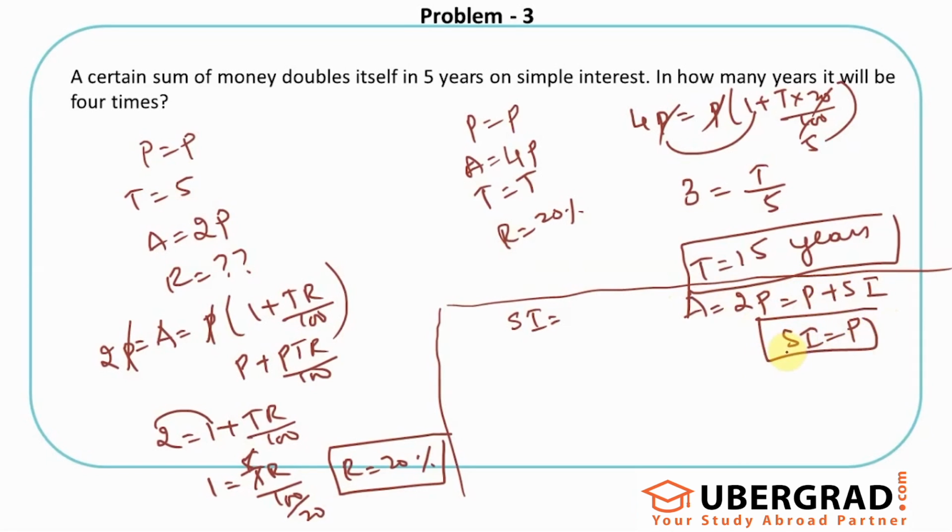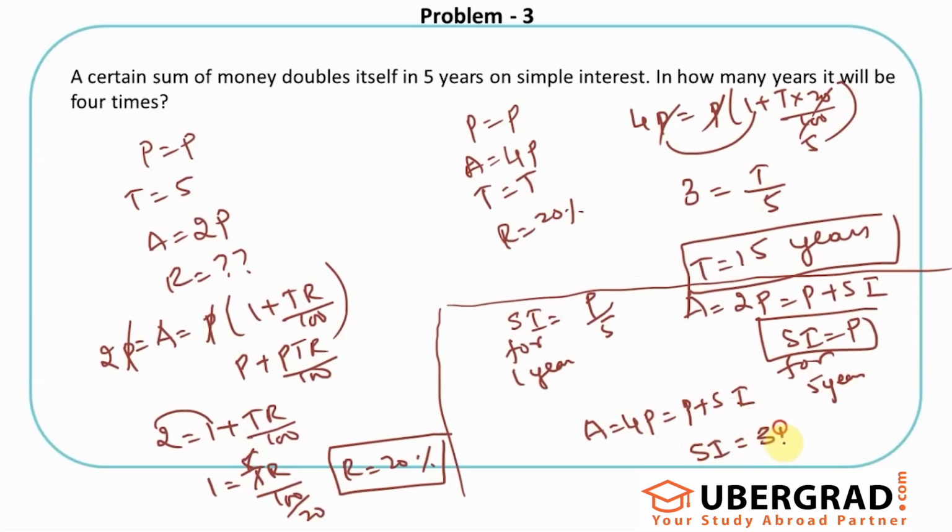In 5 years, the simple interest sum of 5 years is P. So what is simple interest for 1 year? If for 5 years the total interest is P, for 1 year it will be P by 5. Right? The question is asking how many years it will take for the amount to become 4 times. So when the amount becomes 4P, what is the interest? It's again P plus SI. SI should be 3P.